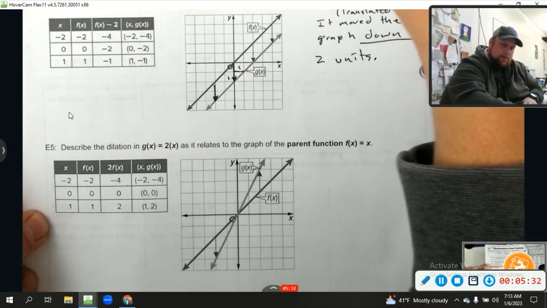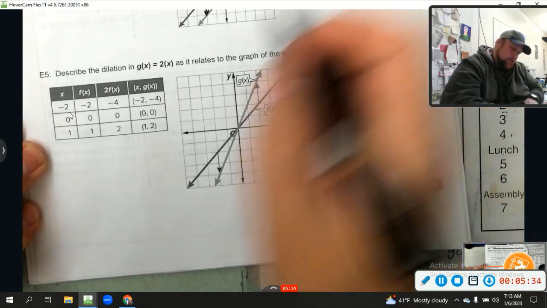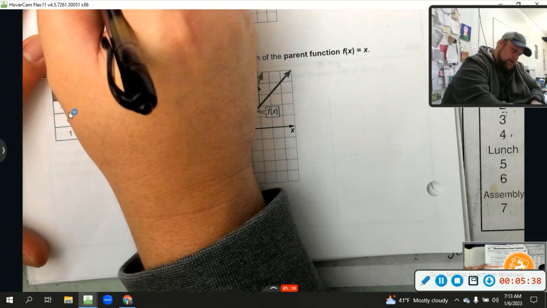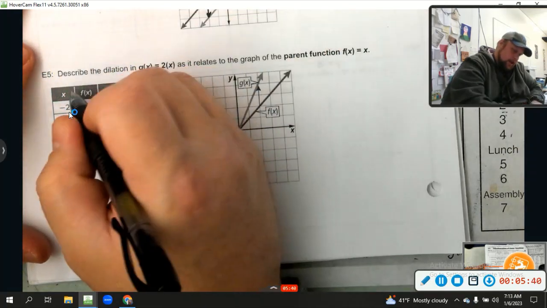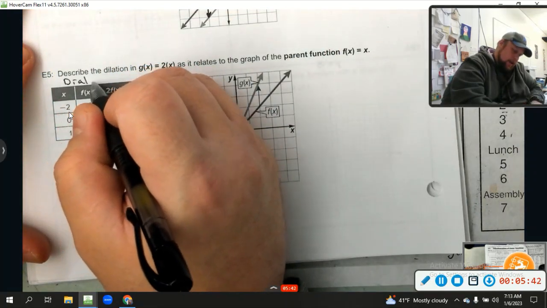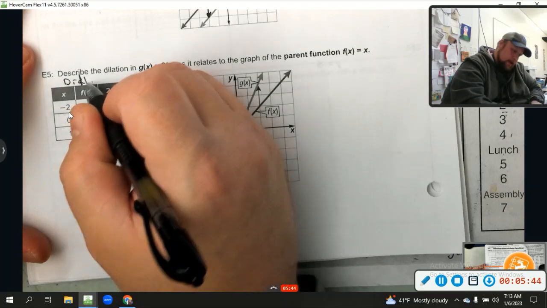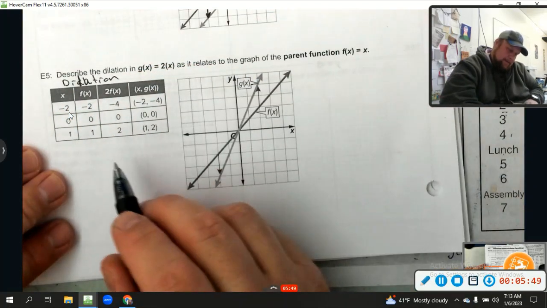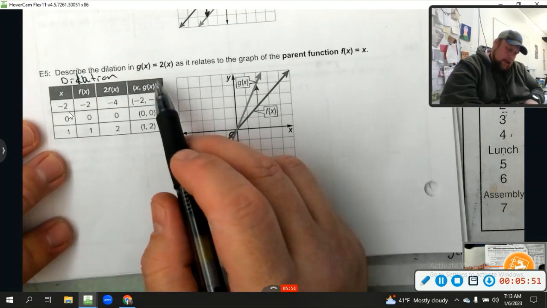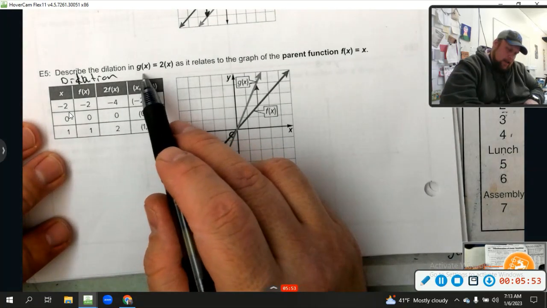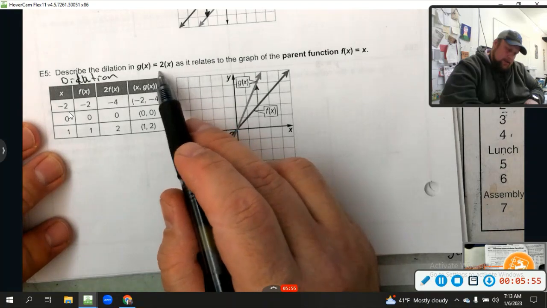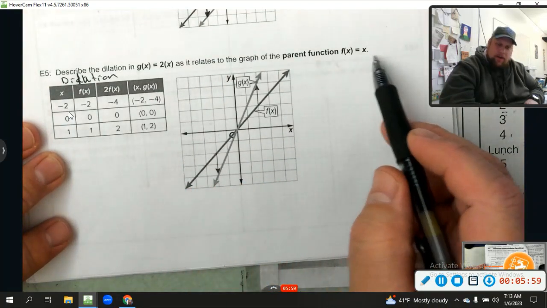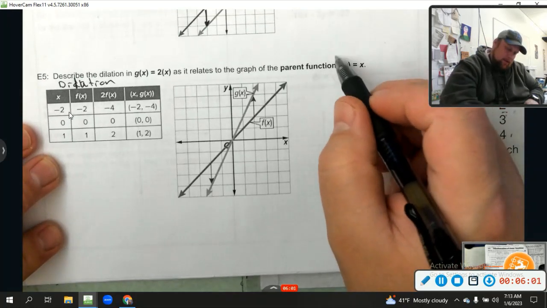Now let's talk about a dilation. So this is a translation. I know we wrote over there, but a translation. And now we're going to talk about a dilation. Man, I keep wanting to put dilation. Okay? And we're looking at the dilation g of x equals 2x. See, we've multiplied that x by 2 as it relates to the graph of the parent function f of x equals x. We're just saying, this is a parent function again.